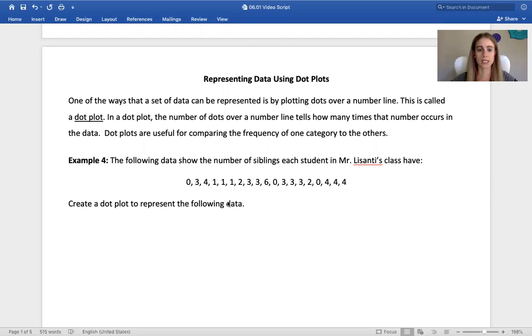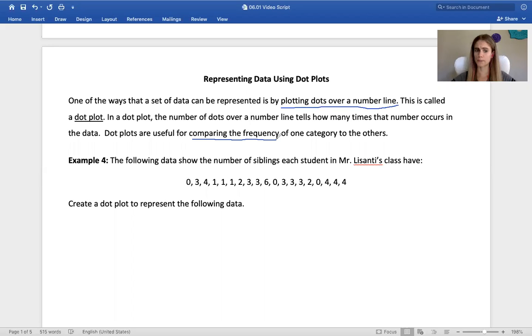So one of the ways a set of data can be represented is by plotting dots over a number line. So that's why it's called a dot plot, because we plot dots over a number line. In a dot plot, the number of dots over the line tells us how many times that number occurs in the data. So each dot is how many times somebody picked that answer or somebody voted for that. So dot plots, therefore, are useful in comparing frequency. So they represent the frequency, how many times something's been created.